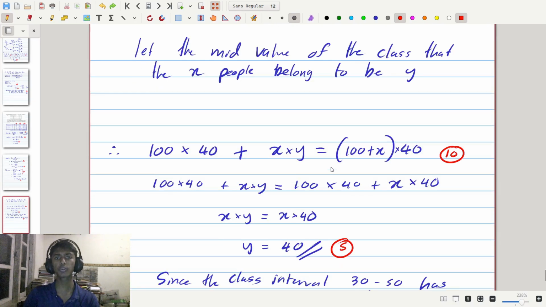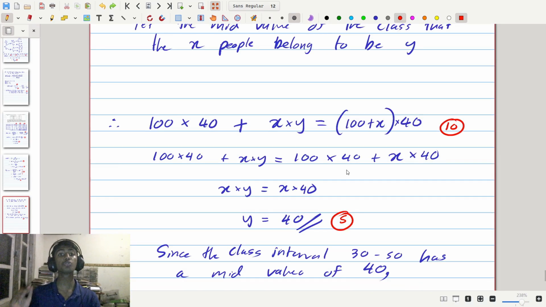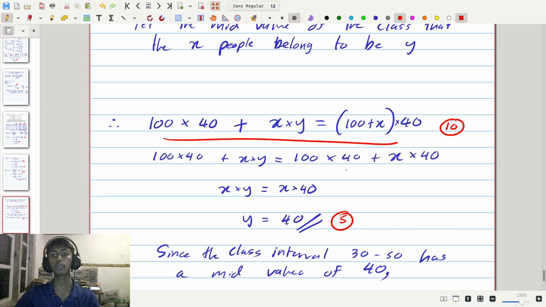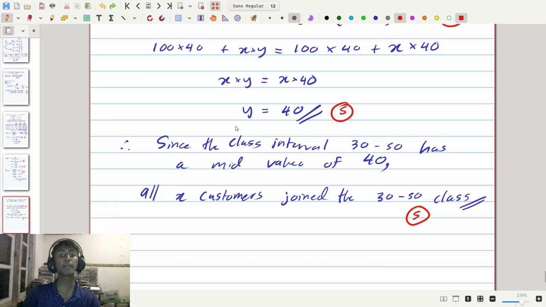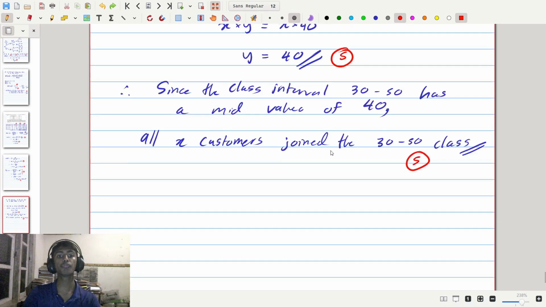Now for the last part of the question, when you have all x individuals joining the same class interval, when you use some kind of logic to get an equation like this, which will help you to find the value of the mid value of the class interval that you're interested in, the class interval that all x individuals joined into, you get a total of 10 marks. When you then find that mid value, you get another 5 marks. And when you finally say that all x customers joined the 30 to 50 class, you get another 5 marks.